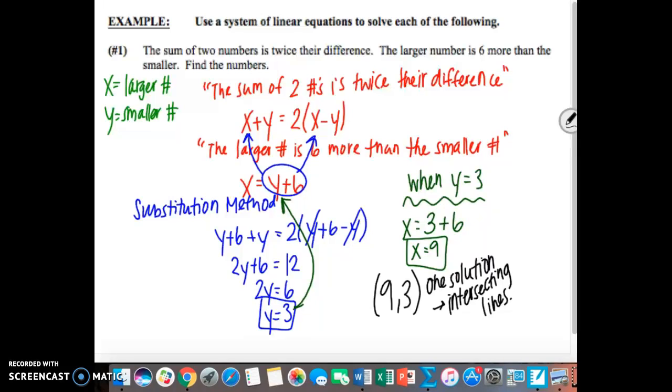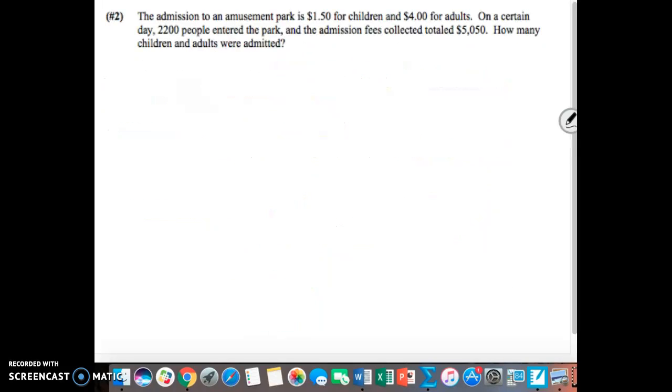For our last example, it says the admission to an amusement park is $1.50 for children and $4 for adults. On a certain date, 2,200 people entered the park, and the admission fees collected totaled $5,050. How many children and adults were admitted? So first we need to define our variables. So you can say x equals the number of child tickets, and we'll say y equals the number of adult tickets.